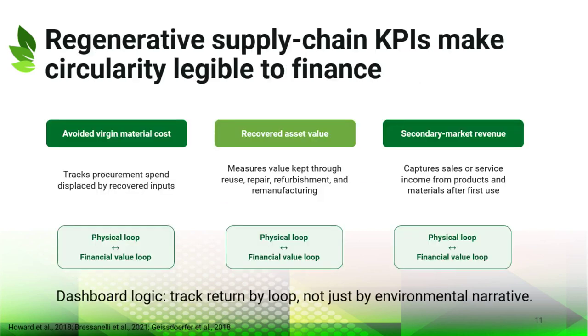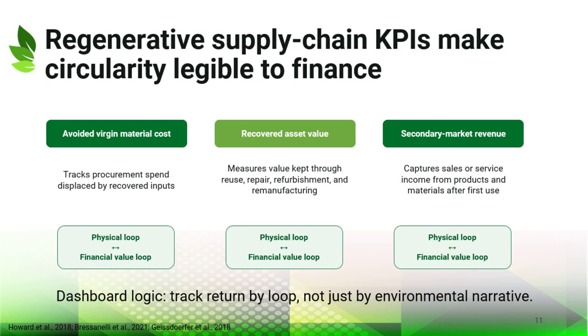This slide links the physical loop to the financial value loop. Avoided virgin material cost measures how much procurement spend is displaced by recovered inputs. Recovered asset value measures the value retained through reuse, repair, refurbishment, or remanufacturing. Secondary market revenue captures income from products or materials after their first use. These indicators matter because they translate circular activity into language that finance teams can track.